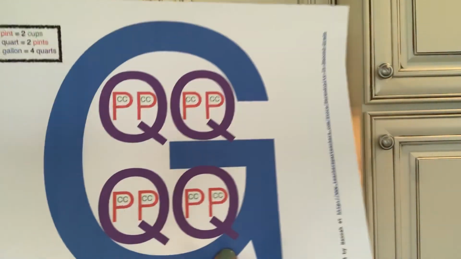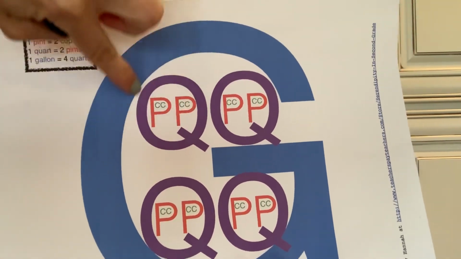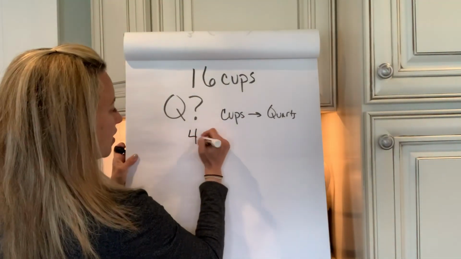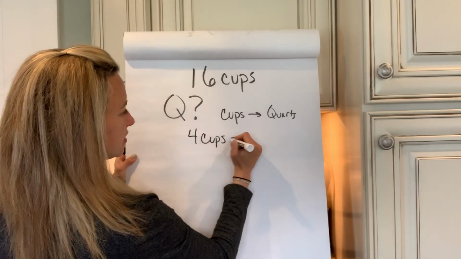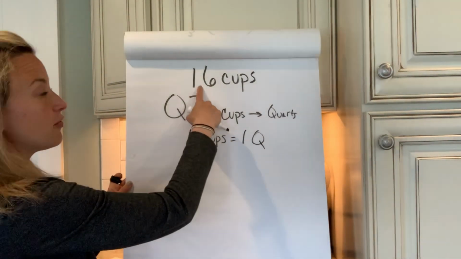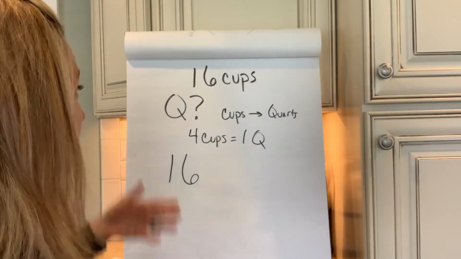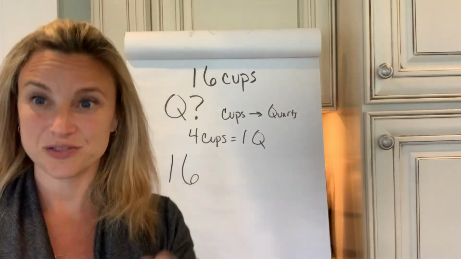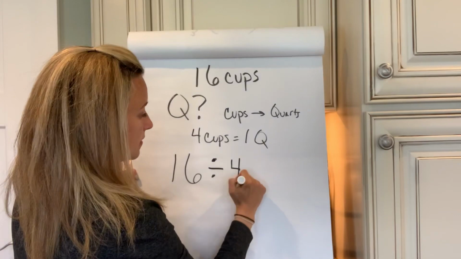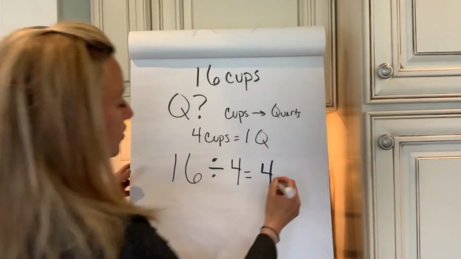Let me bring that closer for you. There are 4 cups in 1 quart. So if there are 4 cups in 1 quart, that means that I'm going to take my 16, and I know I'm going to divide because I'm going from a smaller unit to a larger unit, and I'm going to divide that by 4, which is going to give me 4 quarts.